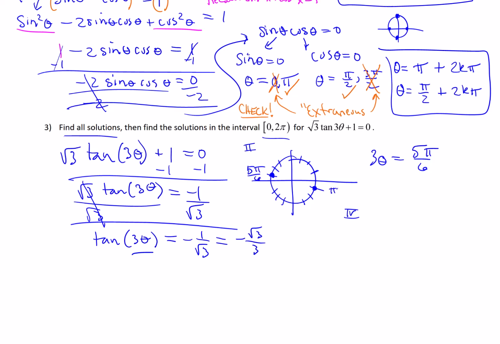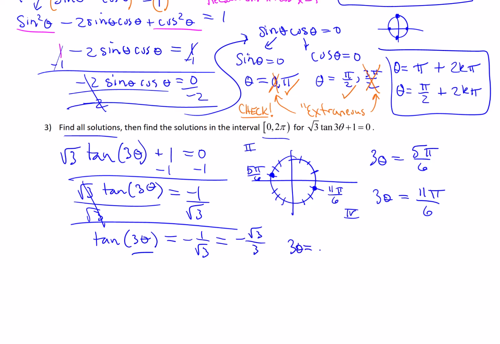But then in quadrant 4, that was 11 pi over 6. That means 3 theta could also be 11 pi over 6. So we have both of those places now marked from the circle. We're setting our multiple angle, 3 theta, equal to them. Remember how we did the infinitely many solutions? Well, here's how. We're going to do this again the same kind of way. I'm going to write these out again.